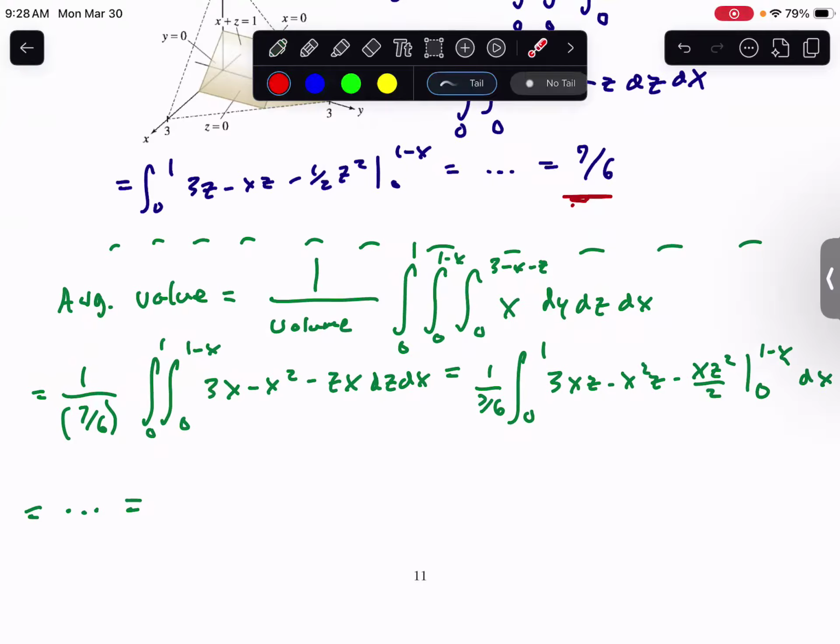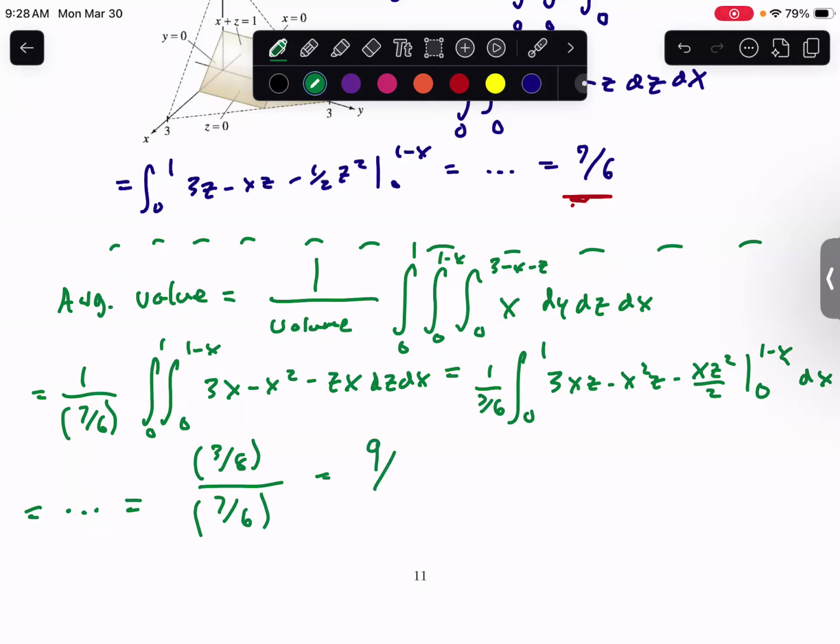But if you calculate this integral to completion, it's going to end up giving you 3 over 8. And then you're dividing by the volume, which was 7 over 6. And so this ends up being equal to 9 over 28 degrees Celsius. This is the average temperature within the crystal.